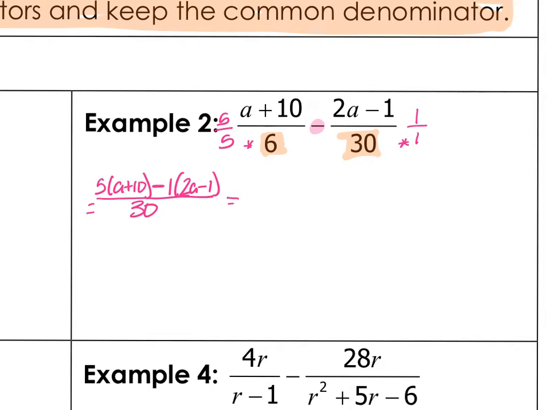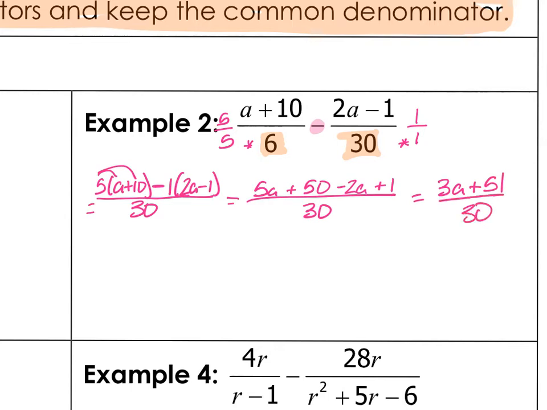So now I'm just going to work out my numerator. 5 times a is 5a, and 5 times 10 is 50. And then negative 1 times 2a is negative 2a, and negative 1 times negative 1 is 1. And then divided by 30. Combine my like terms, and I get 3a plus 51 all over 30.